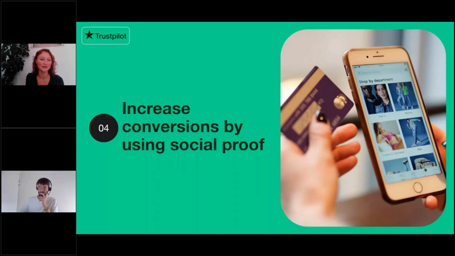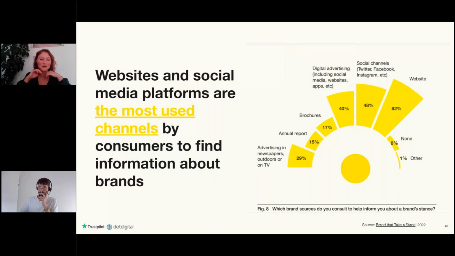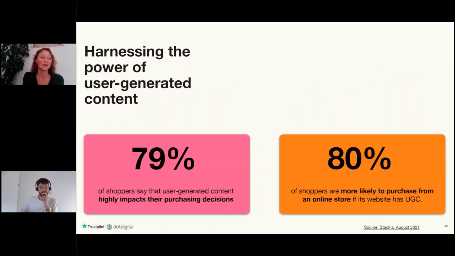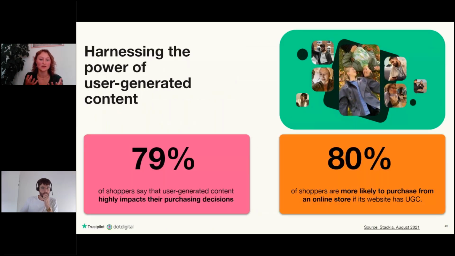Why is this working? And where is this working? We have done some research, and we saw that most of the consumers that are using your business will always search for information about you on your website first, social channels, and digital advertising, and then come a lot of the other ones. So these are some of the key points where you can get the most benefit if you want to add some social proof.